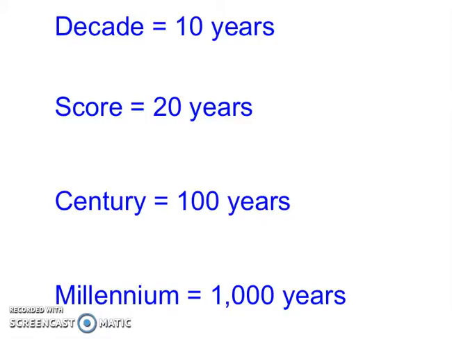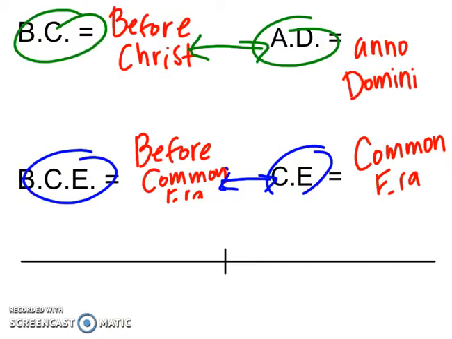Some important vocabulary from yesterday's lesson. A decade is 10 years. A score is 20 years. A century is 100 years, and a millennium is 1,000 years. Today, on your timelines sheet and the Ed puzzle that you're going to watch next, we're going to be working with centuries and how to identify which century a certain year was in, but we'll get to that later on today.